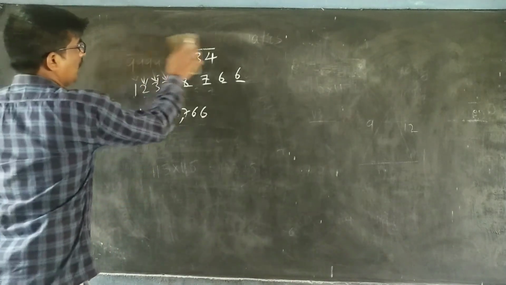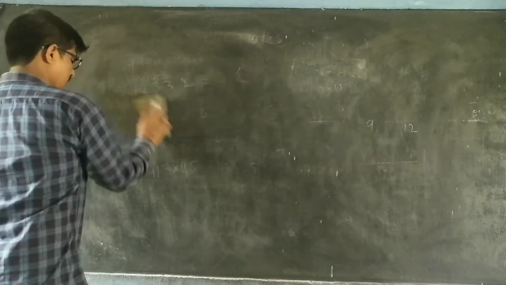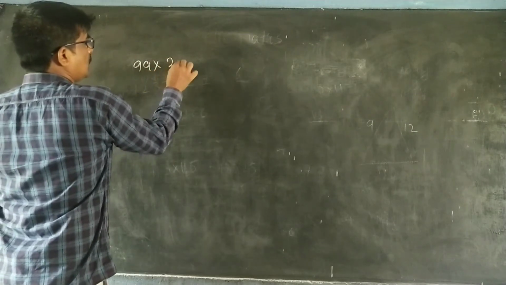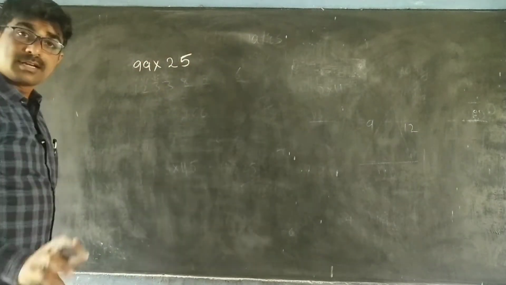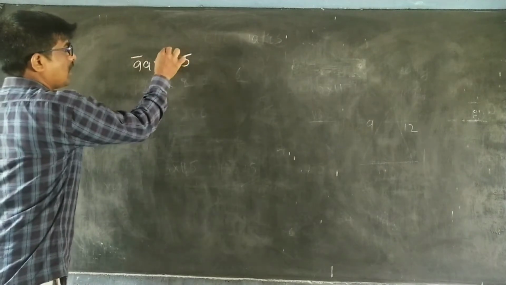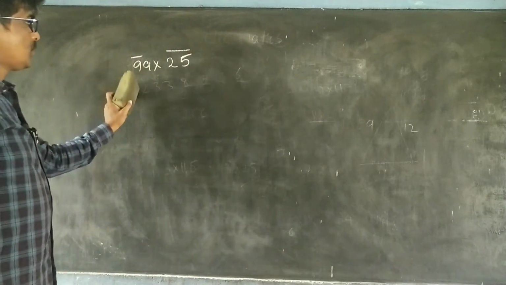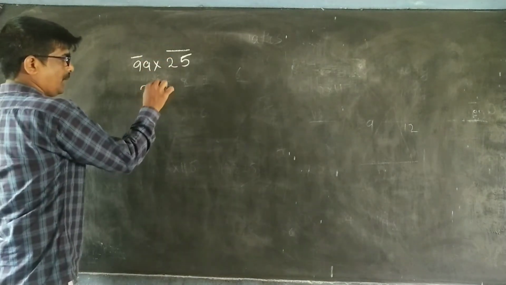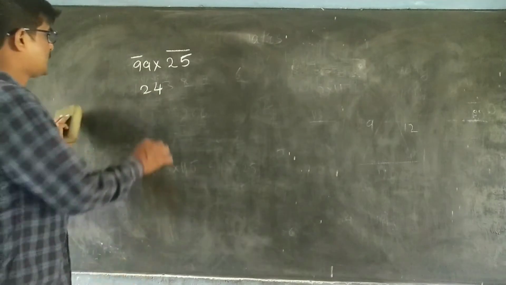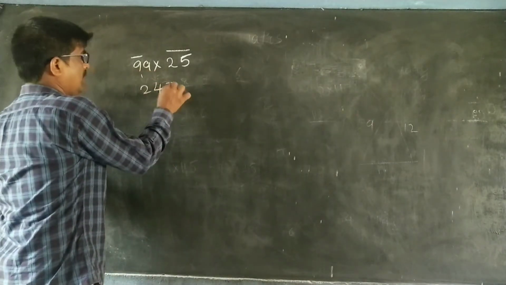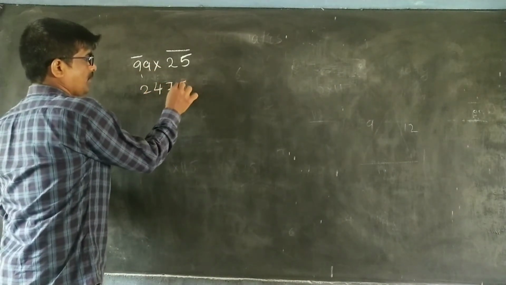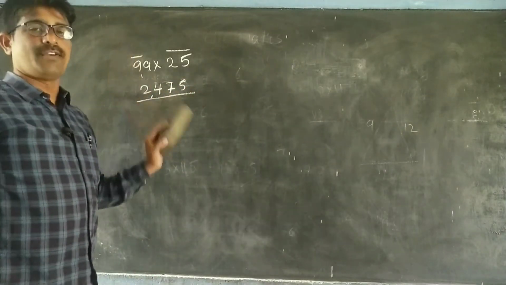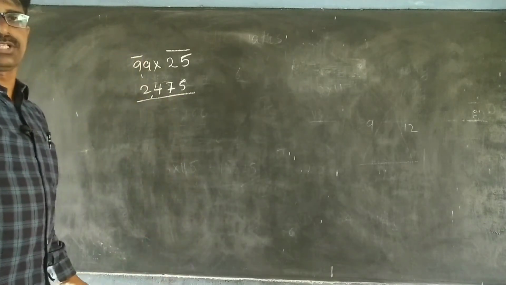Presently, I am going to tell another sum. 99 into 25. Clear? Here 2 digits, here also 2 digits. Same application. 24 we have to write. Next, 9 minus 2 is 7. 9 minus 4 is 5. So 2,475. This is the multiplication.